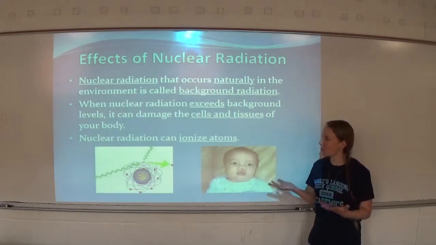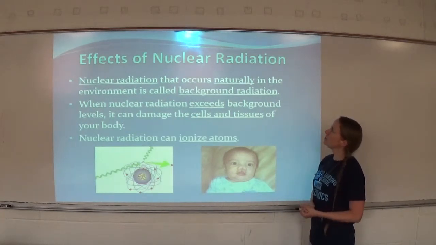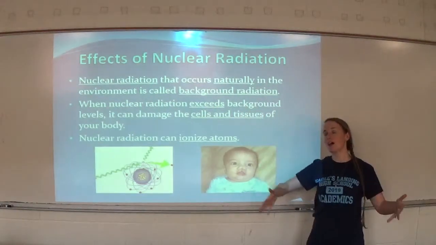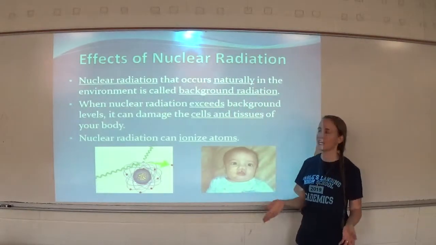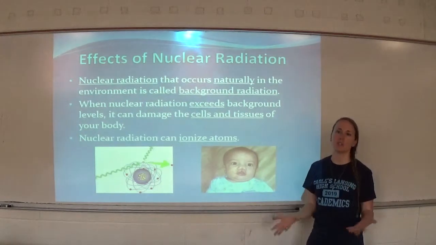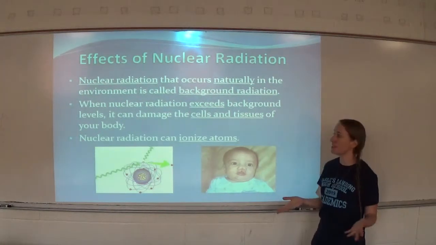Alright, so effects of nuclear radiation. So why do we need to watch out for this kind of stuff? Nuclear radiation that occurs naturally in the environment is called background radiation. So even like right now, I'm being exposed to low levels of radiation. It's called background radiation. We can't stop a large nucleus from decaying, and so that just happens in everyday life.